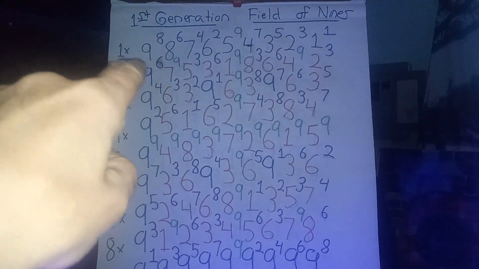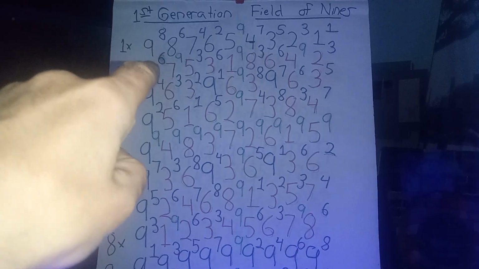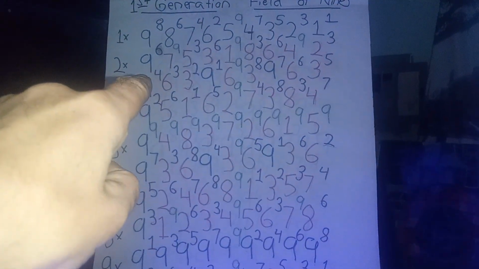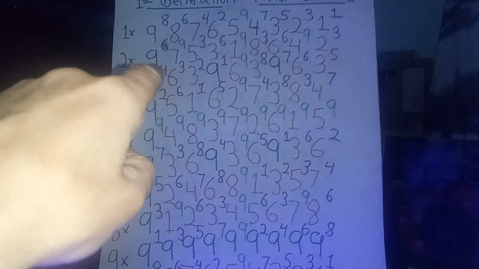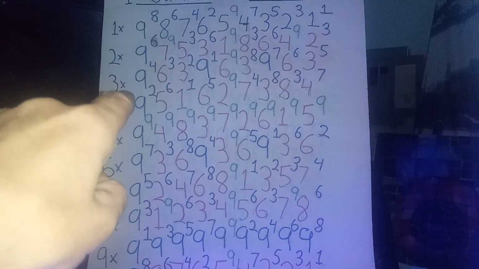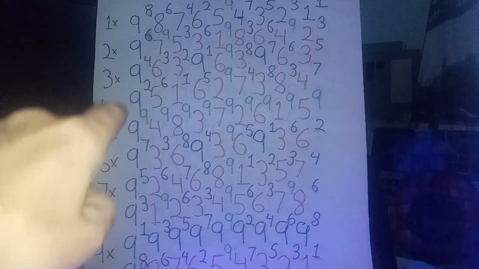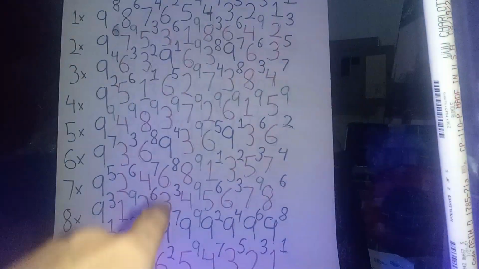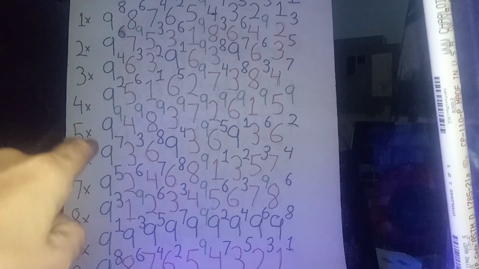Multiply 9 by 1, you get 9. Multiply 9 by 2, you get 18. You add 1 and 2 to get 9. Multiply 9 by 3, you get 27. You add 2 and 7 to get 9. Multiply 9 by 4, you get 36. Add 3 and 6 to get 9. You do that for all these lines from 9, 8, 7, 6, 5, 4, 3, 2, 1. You multiply from 1, 2, 3, 4, 5, 6, 7, 8, 9, and you get all these patterns filled.